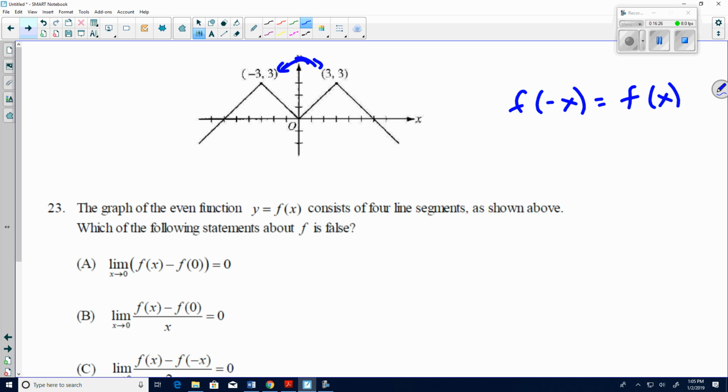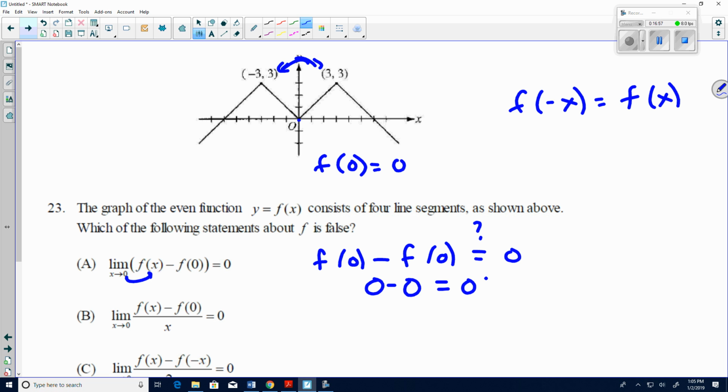As x goes to 0, what is f of x minus f of 0? Well, first of all, we'll note that f of 0 is 0. So as x goes to 0, we actually just substitute in here, and we get the limit. We're going to substitute x is equal to 0. So we get f of 0 minus f of 0. And is that equal to 0? That's our question mark. Well, f of 0 is 0. 0 minus 0 is 0. That's true. So that's a true statement. We're trying to find one that's false. So no problem with A.